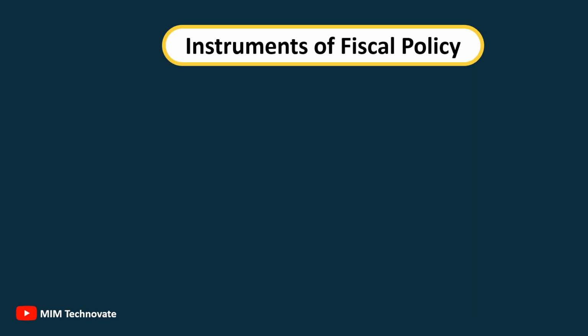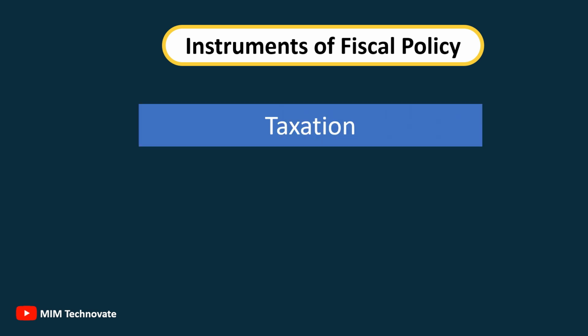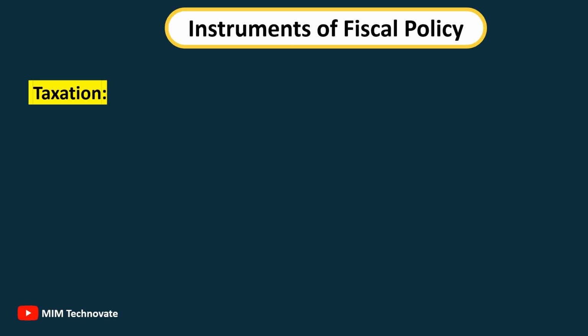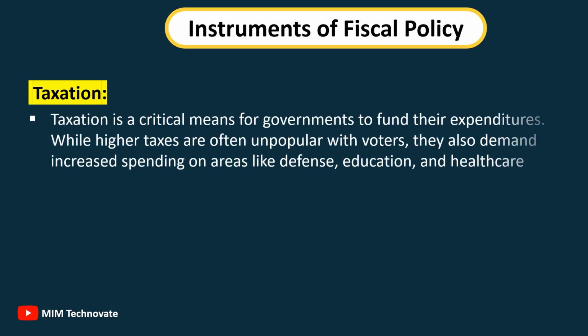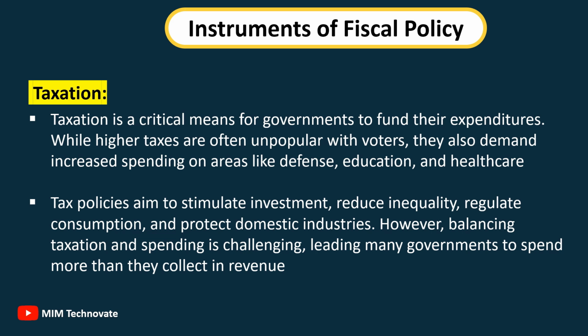Instruments of fiscal policy. Fiscal policy relies on 2 primary tools: taxation and government spending. Taxation. Taxation is a critical means for governments to fund their expenditures. While higher taxes are often unpopular with voters, they also demand increased spending on areas like defense, education, and healthcare. Tax policies aim to stimulate investment, reduce inequality, regulate consumption, and protect domestic industries. However, balancing taxation and spending is challenging, leading many governments to spend more than they collect in revenue.